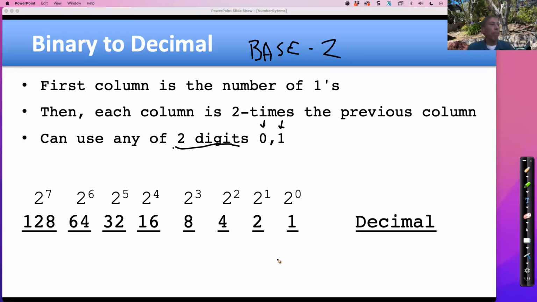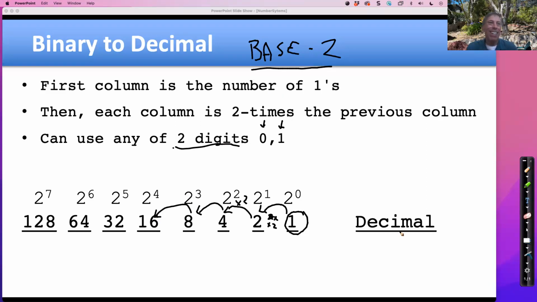Now, let's start there. Our first column is always the column of 1s. Now, what base are we in? We're in base 2. This means that the next column is 2 times that. 2 times 1 is 2. The next column is 2 times that: 2 times 2, we have 4. Each column is 2 times the previous column, because we're in base 2.